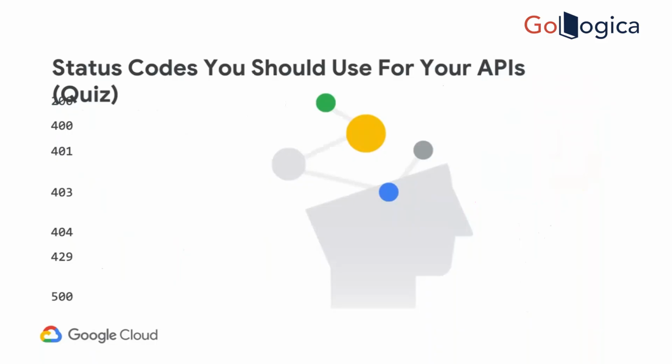Here are some of the status codes which are used. You might already be familiar with them, right? Like 200. 200 is success. Then 400.